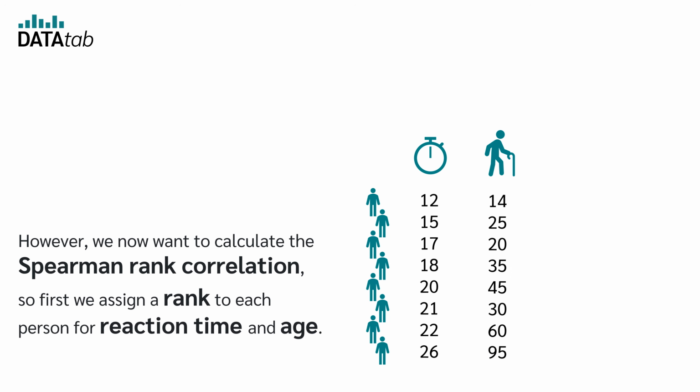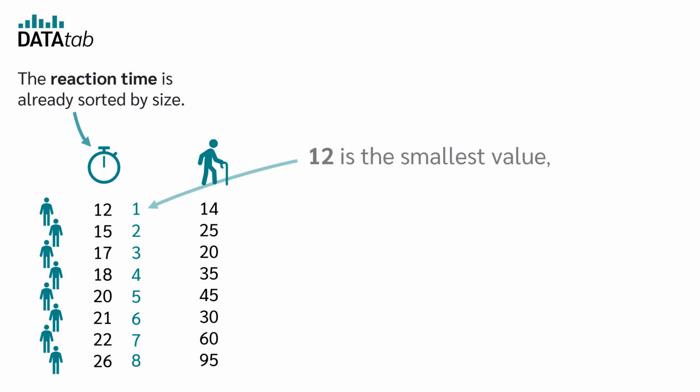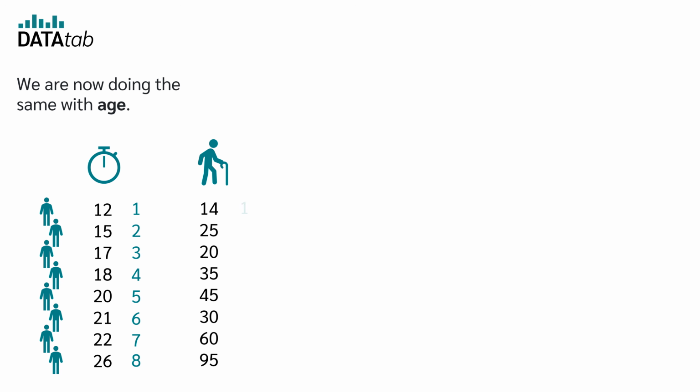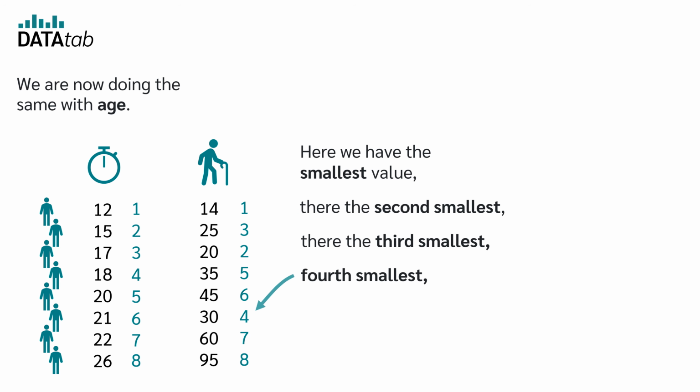So first we assign a rank to each person for reaction time and age. The reaction time is already sorted by size. 12 is the smallest value, so gets rank 1. 15 is the second smallest value, so gets rank 2, and so on and so forth. We are now doing the same with age. Here we have the smallest value, there the second smallest, there the third smallest, fourth smallest, and so on and so forth.